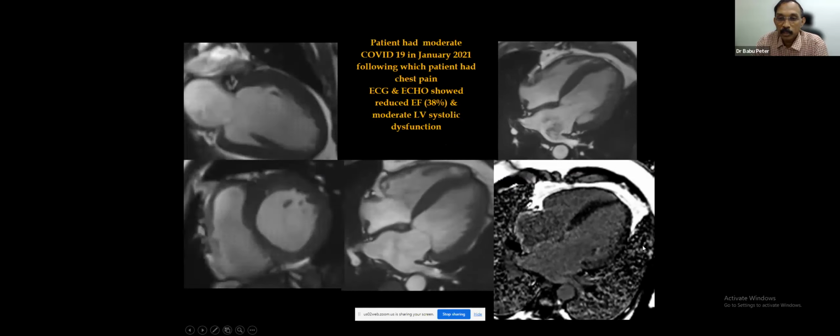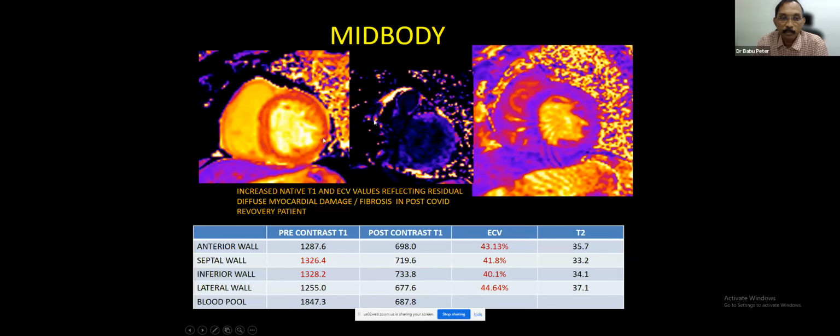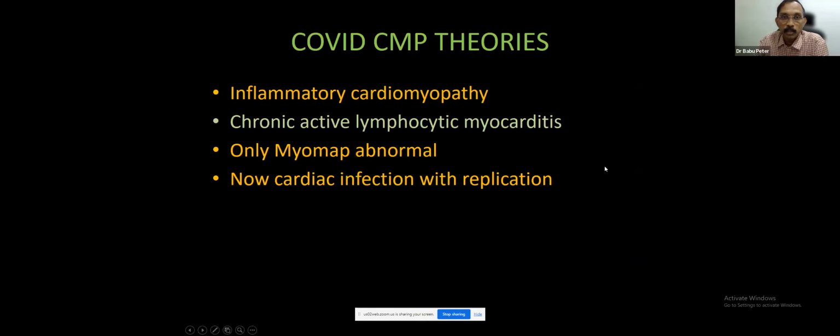Late gadolinium enhancement did not reveal significant enhancement. The ejection fraction was decreased, and the native parametric mapping revealed increased T1 relaxation values in the septum as well as increased ECV values, which reflects residual diffuse myocardial damage and fibrosis in a post-COVID recovery patient. The T2 values were not significantly increased. In COVID, the possible causes postulated may be inflammatory cardiomyopathy or a chronic active lymphocytic myocarditis, where sometimes only the maps could be abnormal.